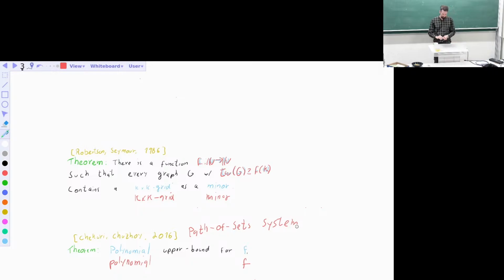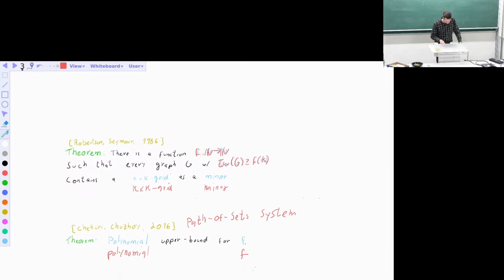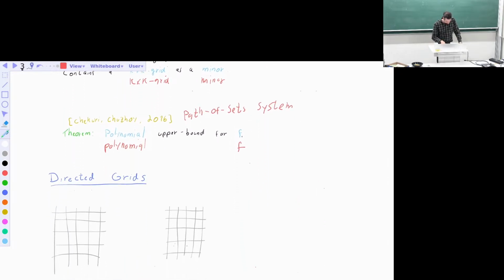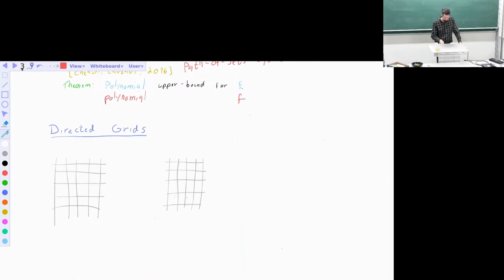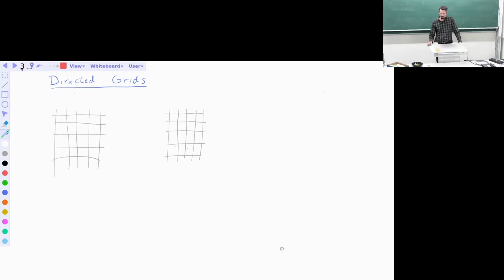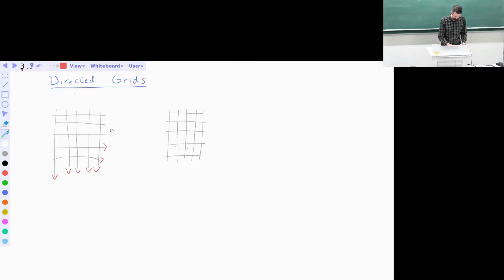In our proof, what we're going to do is try to get a similar object, but for digraphs, that captures the connectivity of the grid, and then in the end we try to get this object to be planar. So let's first take a look at what kind of grids we have in the directed setting. As you can imagine, there are many ways of orienting a grid. One thing we already talked about is the cyclic grid. We can orient paths from top to bottom and from left to right.